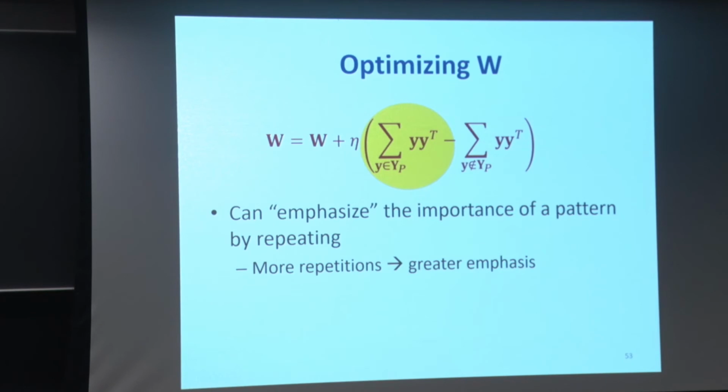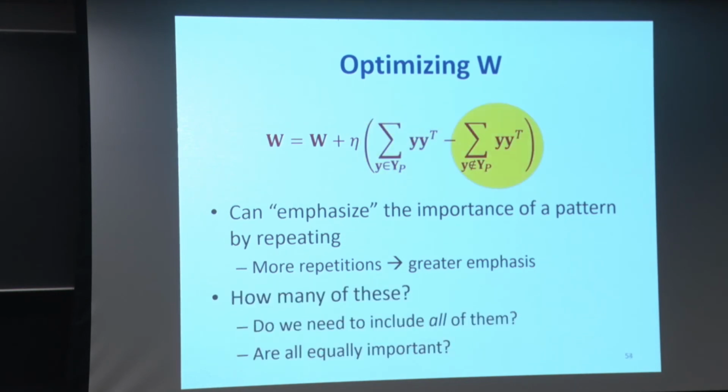So if I say that I want to store this image and this image, but it's much more important for me to recall that image than this one, then you would present this one 5 times, and the other pattern that's not as important maybe only twice, right? So by repeating the different patterns that you're trying to store different numbers of times, you're assigning importance to these patterns. So more repetitions is greater emphasis.